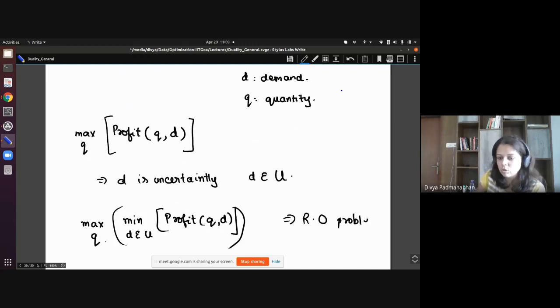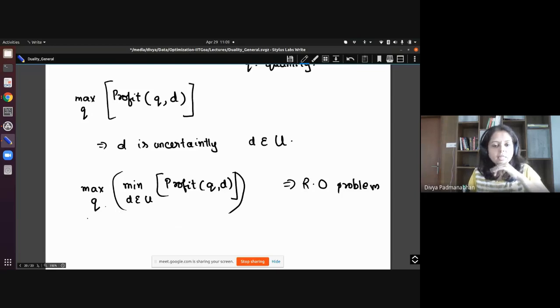It's called RO. Now there are different ways this uncertainty can come. Sometimes it could just be an interval, sometimes a polyhedron, or sometimes you know some distribution for D, and maybe you don't know the exact distribution, but you have a set of possible distributions. So there are different variants of this, but broadly this is the framework. Now this is like a two-stage problem. So how do you even go about solving this?